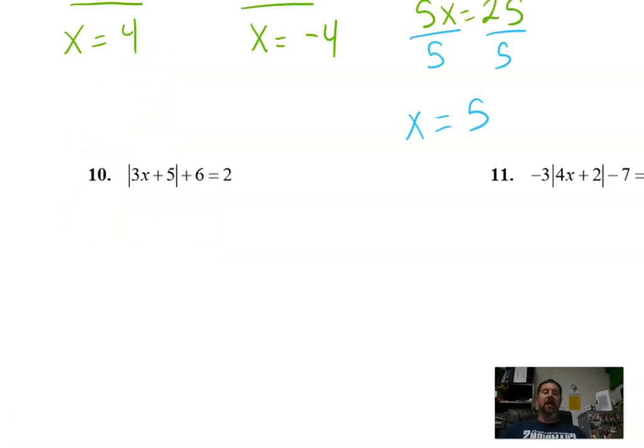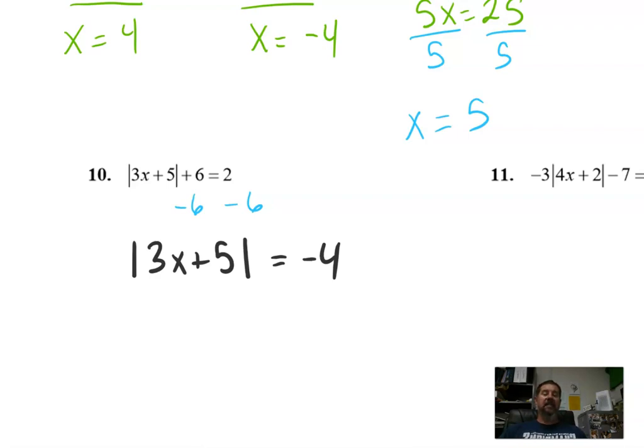All right, so we'll do number 10 together, and then I'll let you try number 11 all on your own. So again, first step, make sure you isolate the absolute value. In this case, on the side of the equal sign with the absolute value, I have a plus 6. So my first step has to be to minus 6 from both sides. And when I minus 6 from both sides, we're going to end up with the absolute value of 3x plus 5 equals negative 4. Okay?